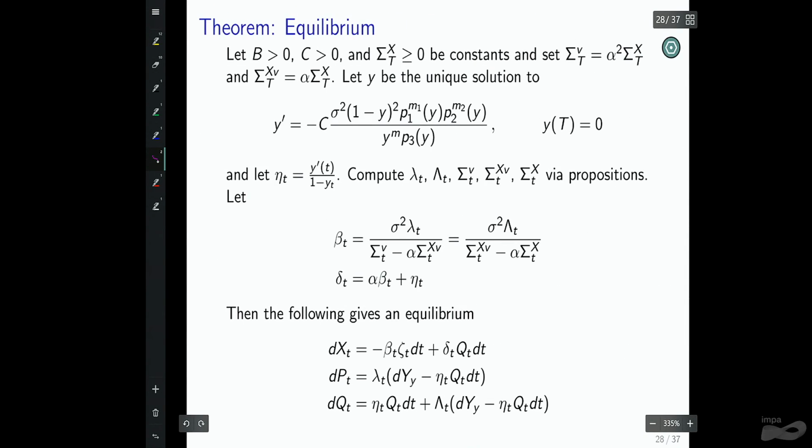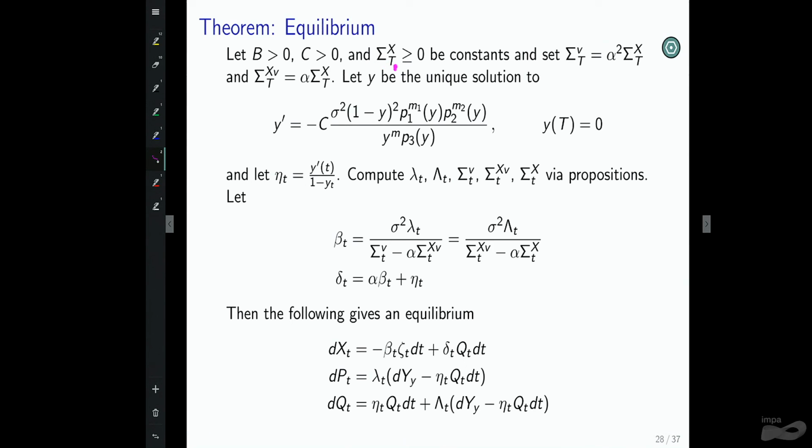So the full classification of equilibrium, we have 3 degrees of freedom: some B, which determines the value function, C, which determines a solution to some crazy ODE, and any choice of this terminal variance on inventory.